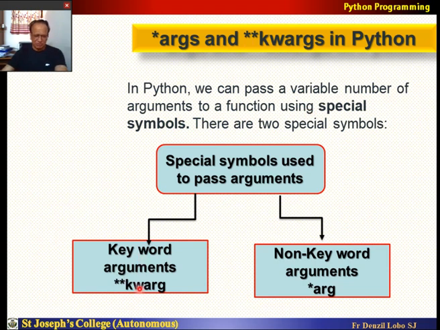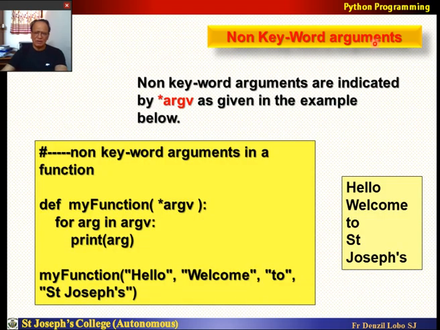These are the special symbols we are using: **kwargs and *args. We shall deal with them immediately. We'll start with non-keyword arguments. Non-keyword arguments, we have dealt with already, as I said, are variable length arguments represented by *argv.